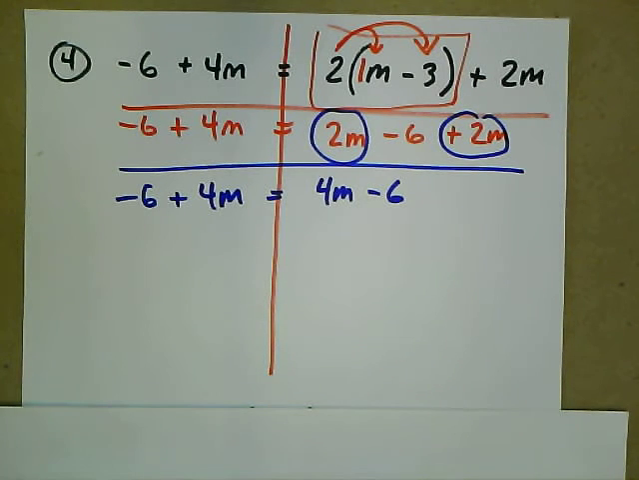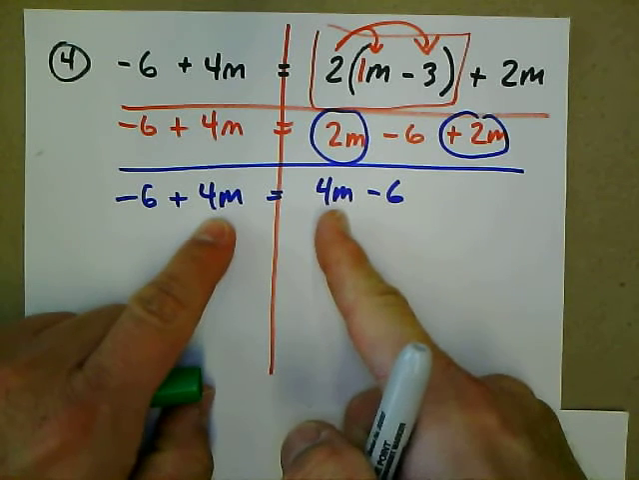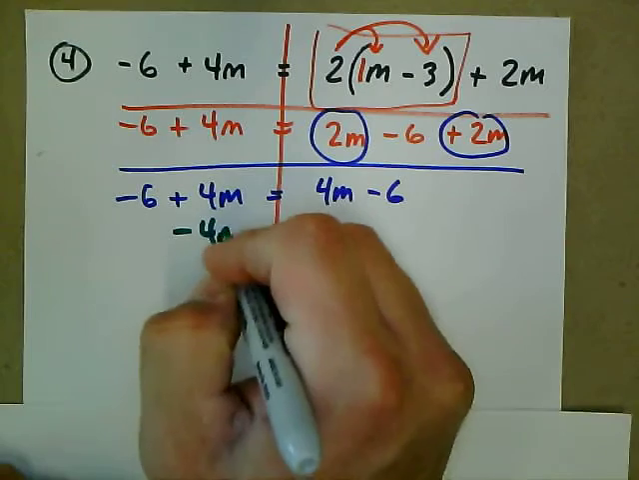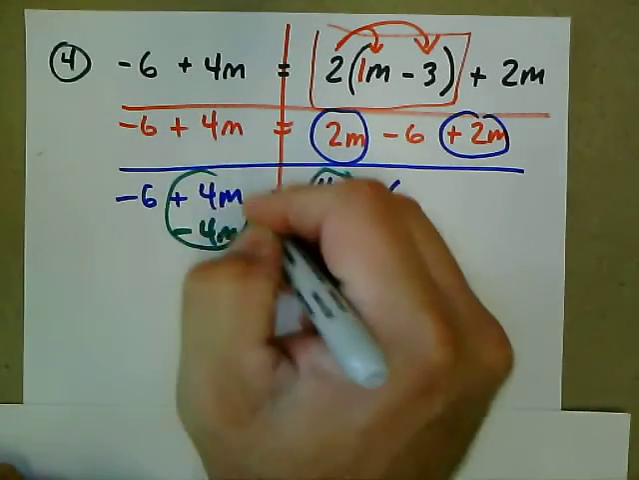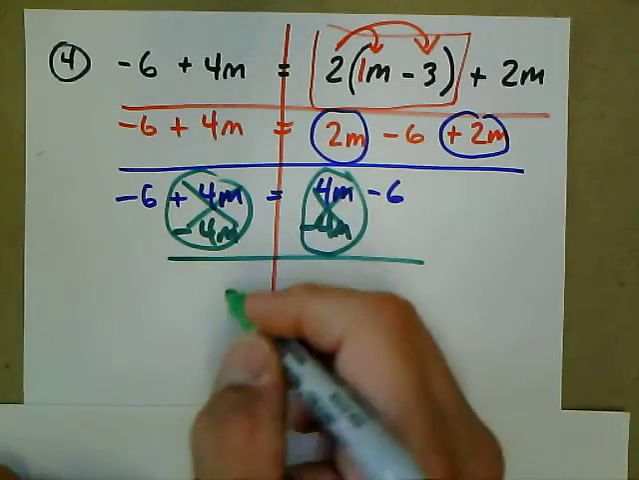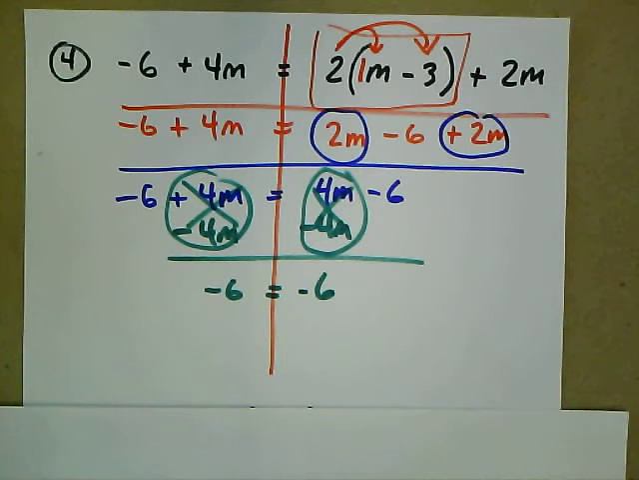We want to get rid of the extra variable. Well, I have 2 positive 4m's. Neither of them are less, so we just take the one. We're going to subtract 4m from both sides. Guess what happens? They're gone. We have -6 left here. We have -6 left here. No variable appears. You don't need to write a 0.